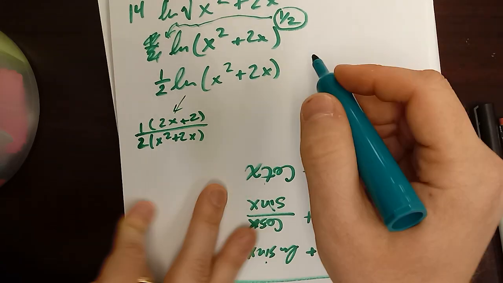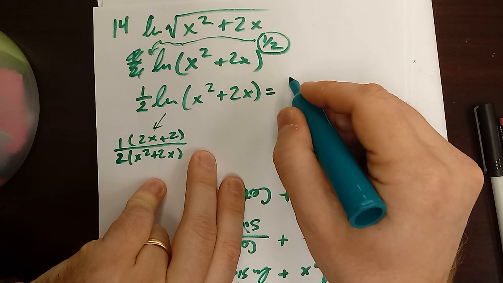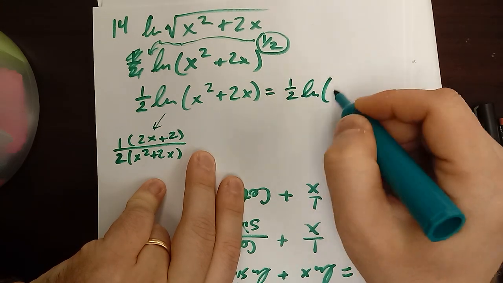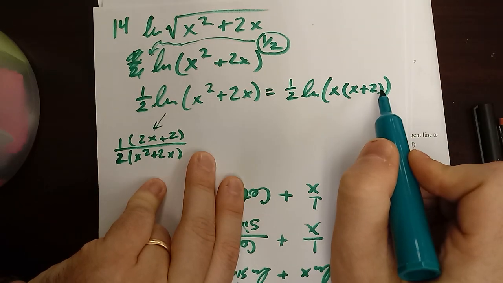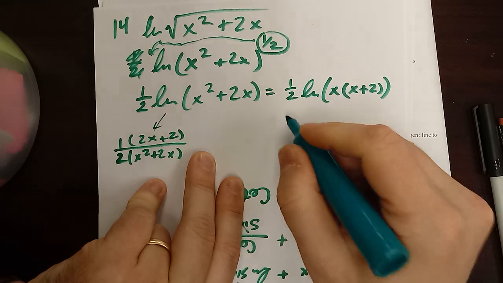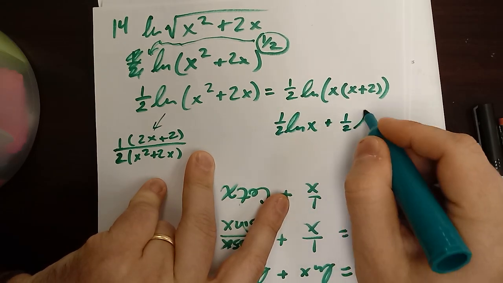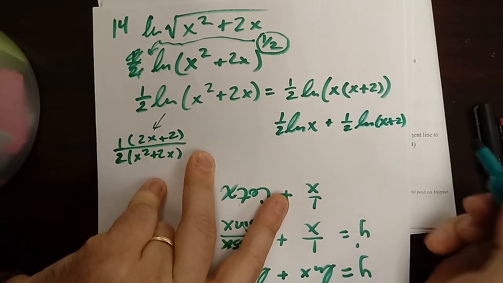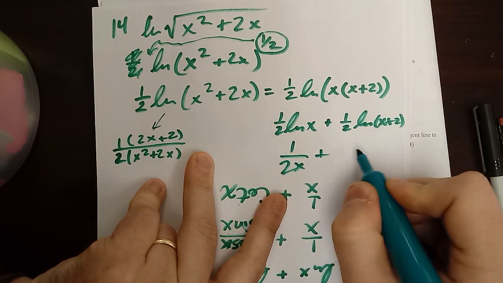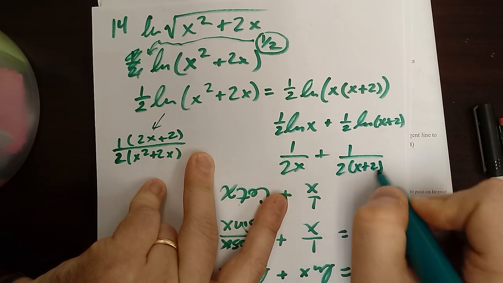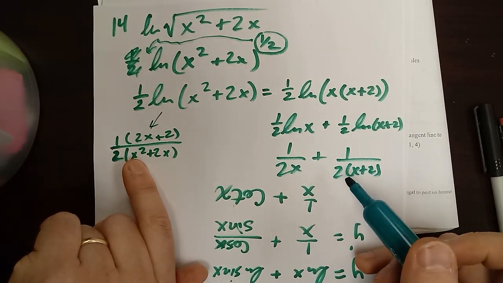so I'm gonna do that. So I could think about this before I take the derivative. I could go, hey, this is 1/2 natural log of x times x plus 2, right? And factor it out. Now I have x times x plus 2, so I could say this is 1/2 natural log of x plus 1/2 natural log of x plus 2. And this derivative now is just 1 over 2x plus 1 over 2x plus 2. So this and this are equivalent statements, unless I made a silly mistake somewhere.